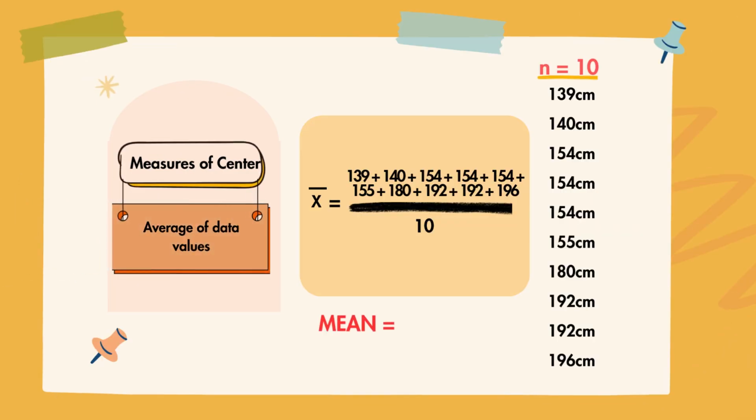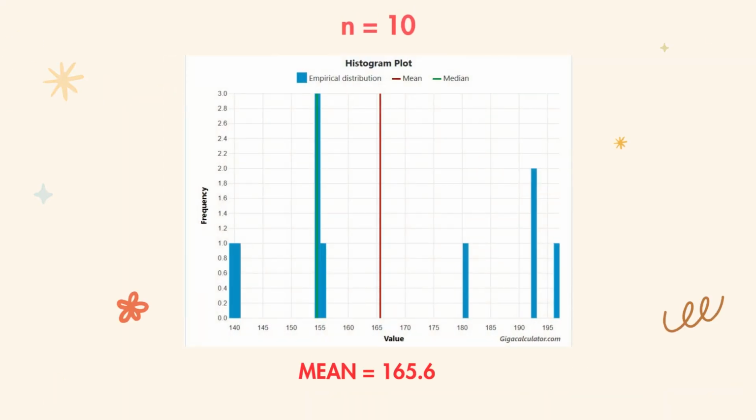For our dataset with n equals 10, we add all measurements from 139 to 196 and divide by 10, giving a mean of 165.6 centimeters. This value, called x bar, represents the mathematical center of the data. From the histogram, most values lie between 140 and 155 centimeters, where the median is 154.5. However, the mean shifts to the right at 165.6 because it is influenced by higher values like 192 and 196.